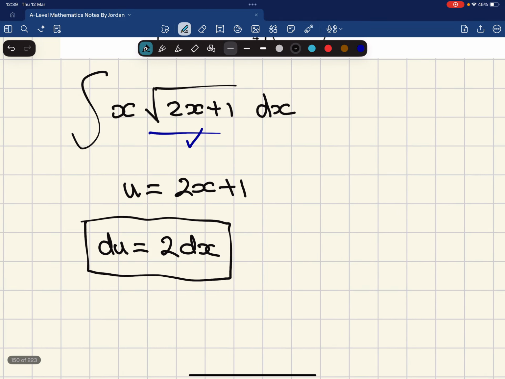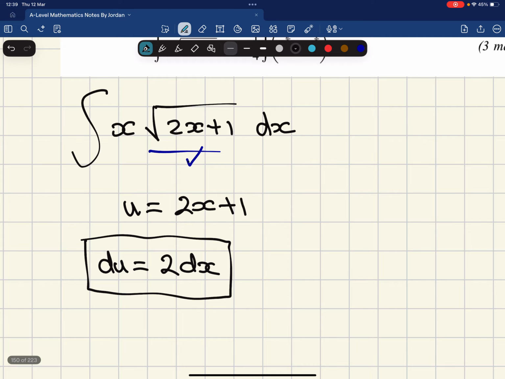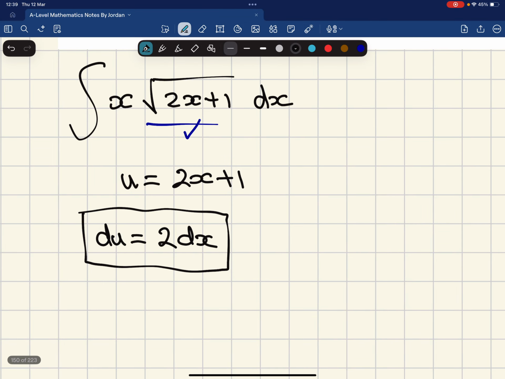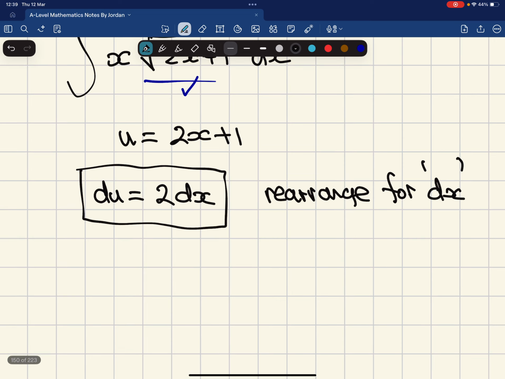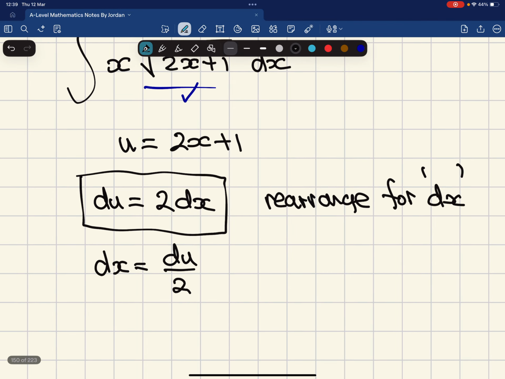Okay. Now if you look, I've already got this part sorted out. I now need to sort out the dx bit, which is at the back. So that's when I take this expression and I will rearrange for dx. Okay, so at the minute dx is times by 2, so let's just divide both sides of that by 2, giving you that dx will be equal to du divided by 2.